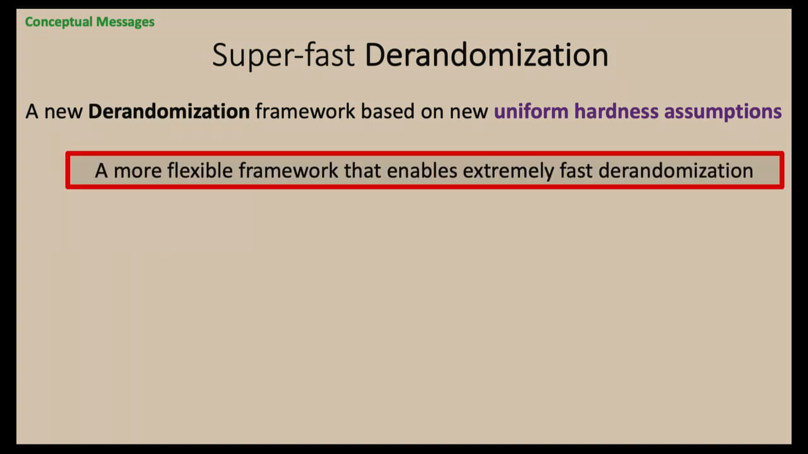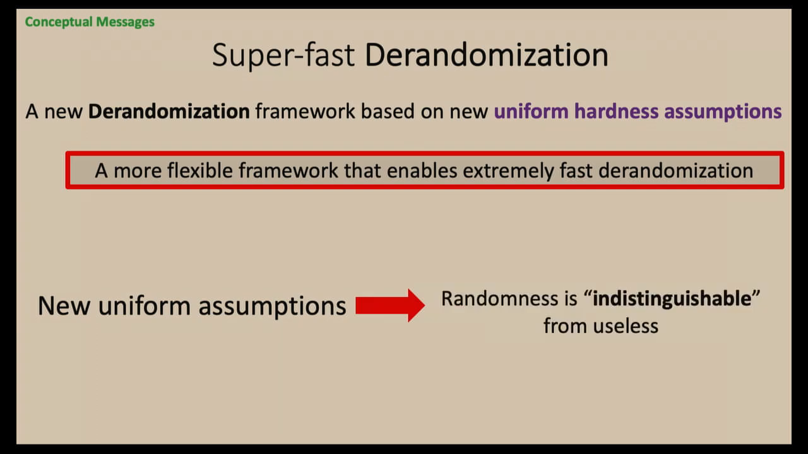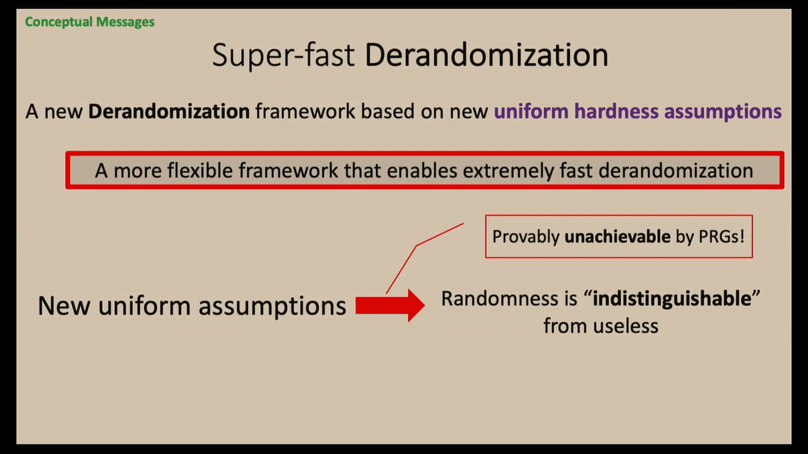Again, using this new framework we proposed based on new hardness assumptions, this framework has the nice feature that it's more flexible and it enables even faster generalization. We can show that assuming new uniform assumptions, we can get a result of the form that randomness is indistinguishable from being useless. I will explain later in the talk what it means. But also, this is probably not achievable by using a black box PRG, so you have to use some new framework for this.